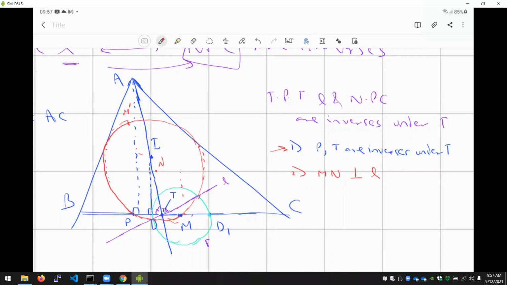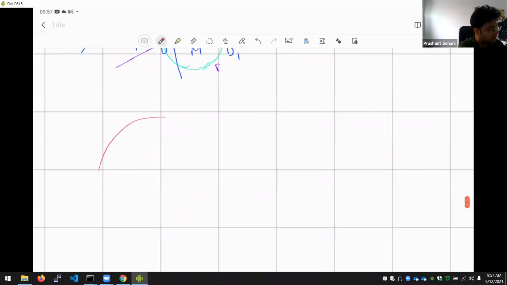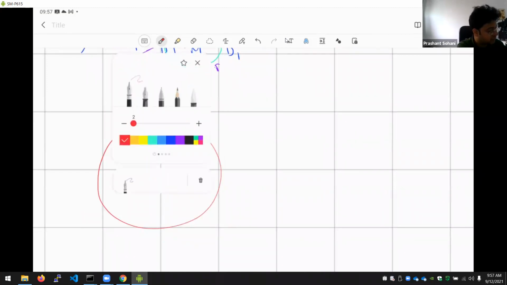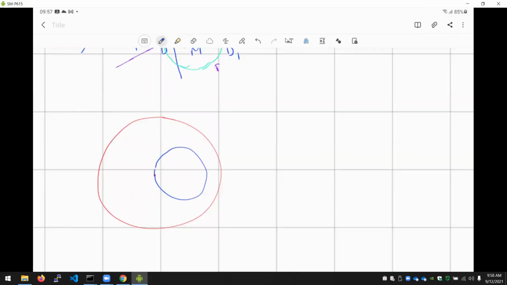Sir, I didn't get why Mn should be perpendicular to L. Mn is perpendicular to L because, if I just draw the diagram separately, if I have any circle and this is a circle of inversion, and if I draw any circle passing through this point, then what is the inverse of this circle? A line. It's a line, right? And how do you construct that line?